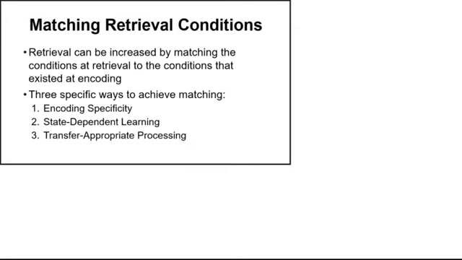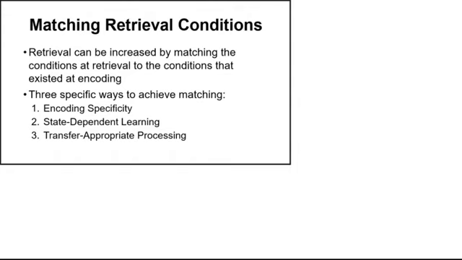All right, and then the next couple of slides, we're actually going to be looking at 3 ways that we can achieve sort of conditions that make it optimal for us to learn. And even though they're 3 separate setups and they're kind of very different at the surface, they're all getting at the same principle underneath them. And so this is the idea that retrieval can be increased, so you can remember more things, if you match the conditions at retrieval to the conditions that existed while you were encoding or while you were learning that information.